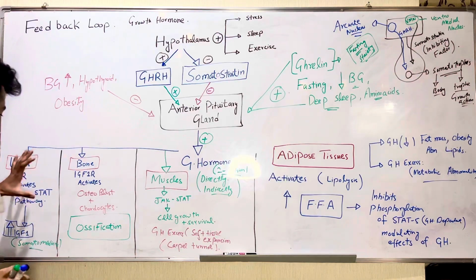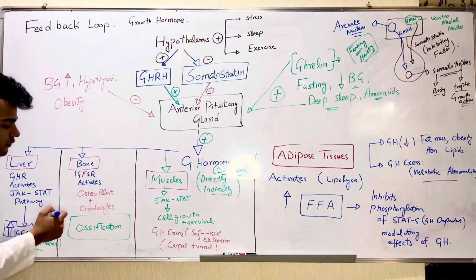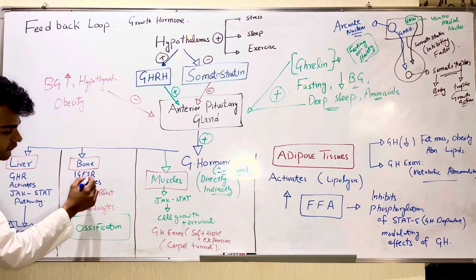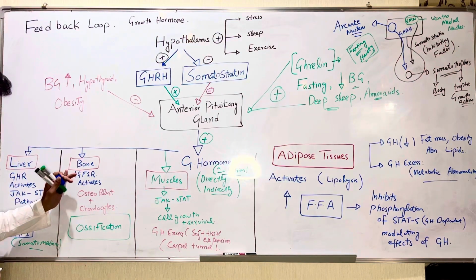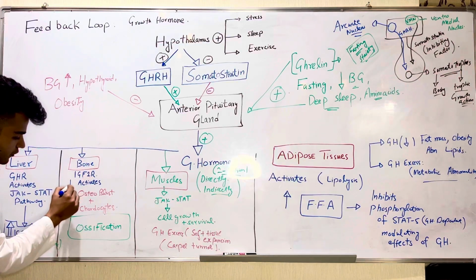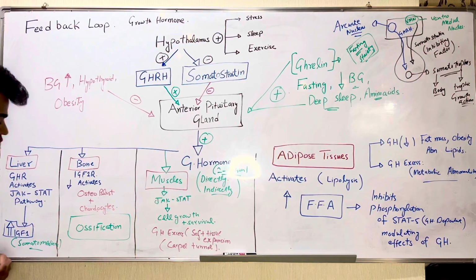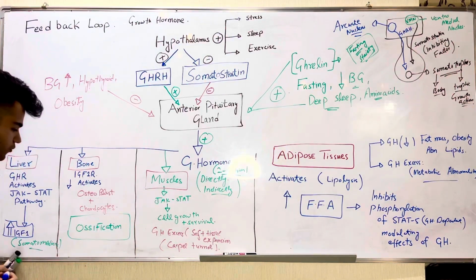Number two is the direct function of the growth hormone, in the bones. When the growth hormone comes here to the bones, it will activate the insulin-like growth factor 1 receptors. When these receptors are activated, it will work on the osteoblasts and the chondrocytes, which are the cells in the bones, and it will do the ossification process. Ossification is simply the bone formation process.